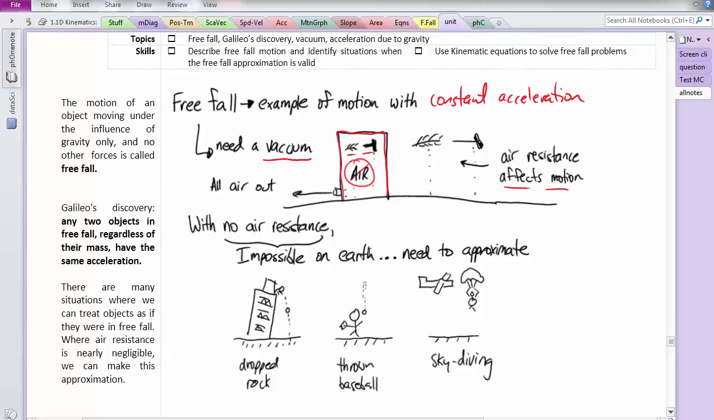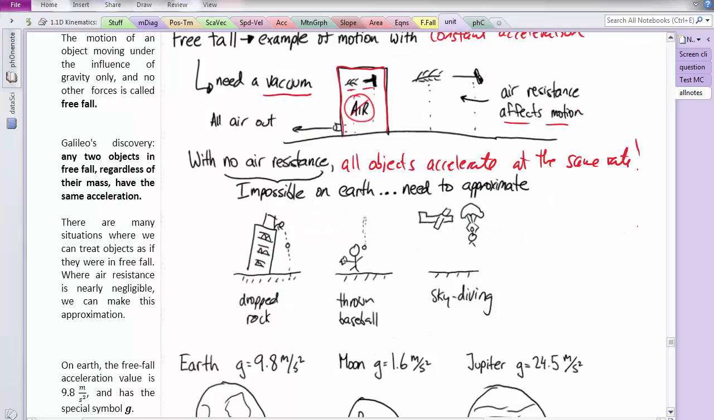With no air resistance, Galileo's discovery was that all objects accelerate at the same rate, no matter what their mass is. Which is a little bit counterintuitive, but the idea is that if there's no air resistance, this feather and hammer would fall at the same rate. We can see this if you look at some videos from the moon where they drop objects. You'll see that it actually does happen.